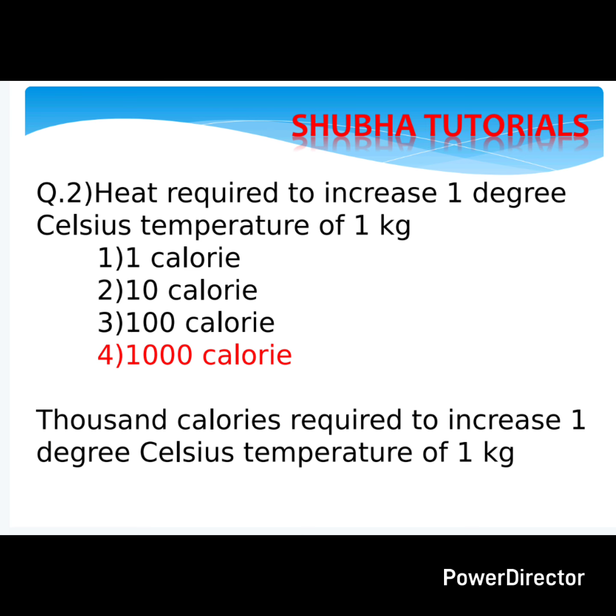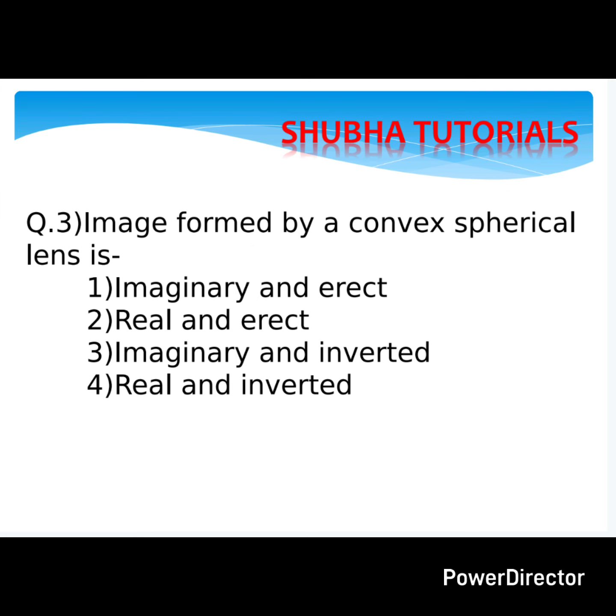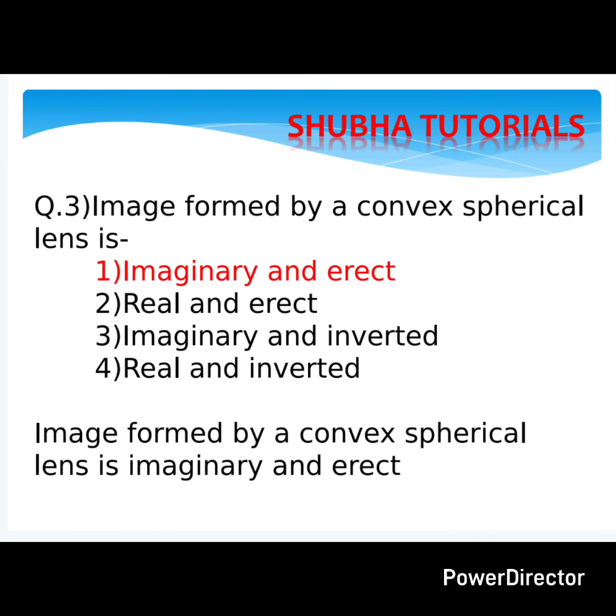Now the third question. Image formed by a convex spherical lens is. The options are imaginary and erect, second option real and erect, third option imaginary and inverted, and the fourth option real and inverted. The answer for this is imaginary and erect. Imaginary image is formed by a convex spherical lens is imaginary and erect.